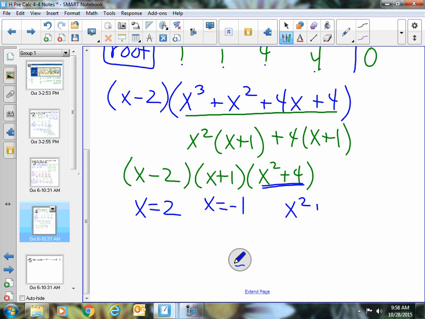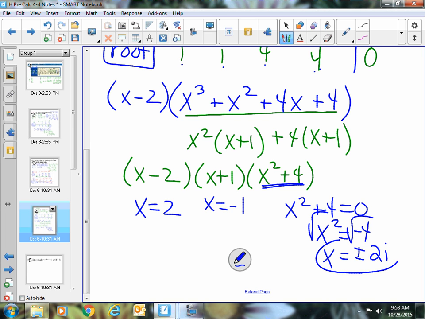It's degree 2. We could do quadratic formula, but I think this one we can just solve for it, right? What kind of solutions is this part going to give you, though? We're going to get plus or minus 2i. So when I look at this equation and think about what that picture is going to look like, I'm only going to cross the x-axis in 2 places, positive 2, negative 1. The other 2 solutions were imaginary.